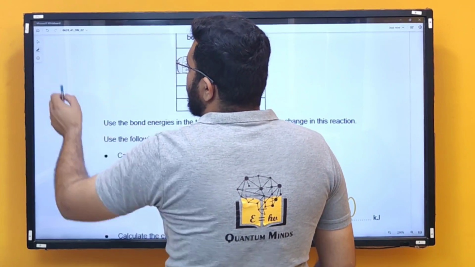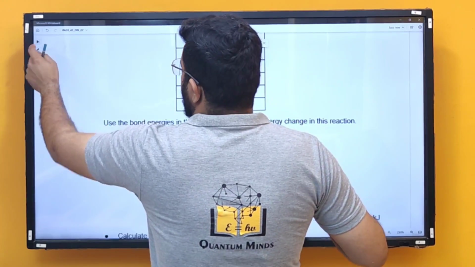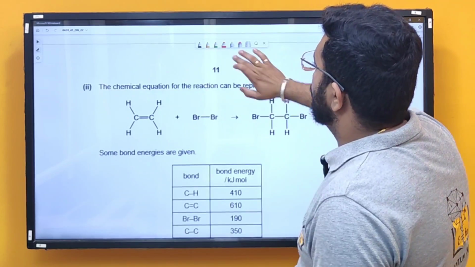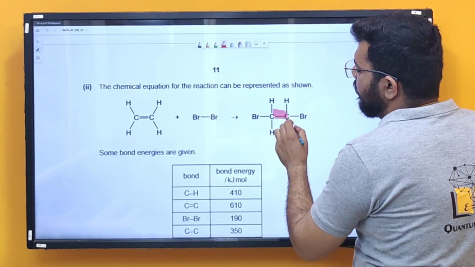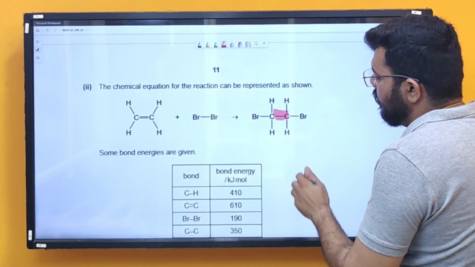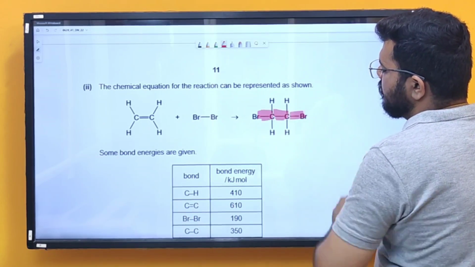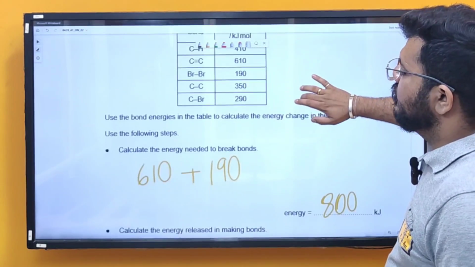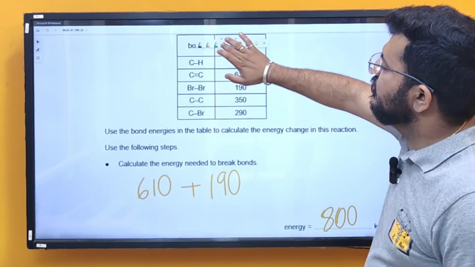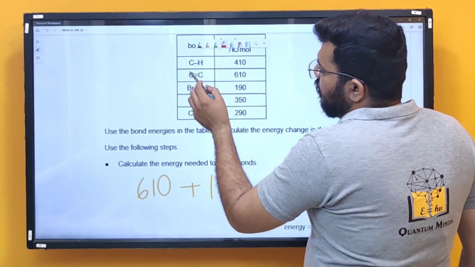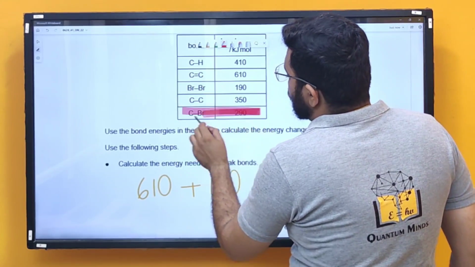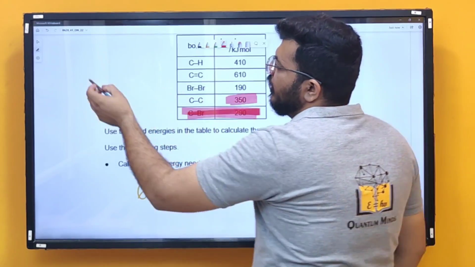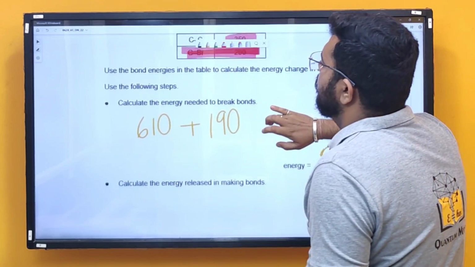Now let's see what bonds are being made. Calculate the energy released in making bonds. So what are the bonds being made? This bond is made again, right? Both bonds are broken, one bond is made. This bromine and this bromine bonds are made. So total 3 bonds are made. Let's find out the energy of these 3 bonds. A carbon-bromine bond is made, so 290 plus 350 plus 290, because carbon-bromine bonds are 2 in number.